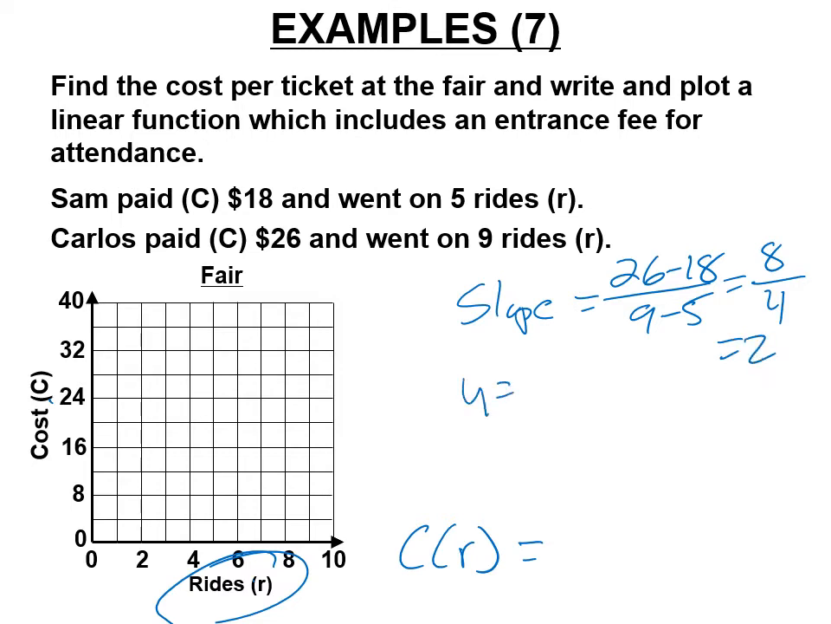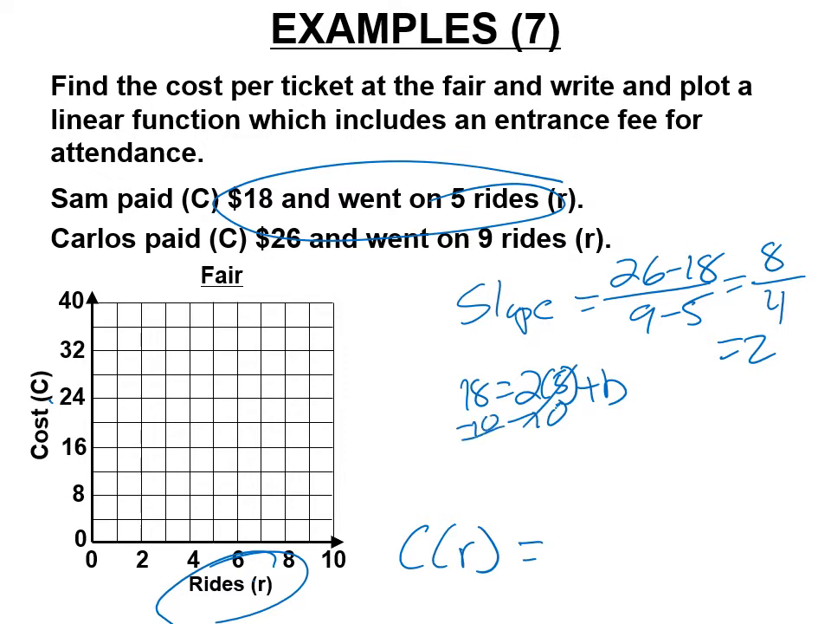So y equals 2x plus b. And you can pick any of these points. I'll pick the top one, 18 and 5. When you go on 5 rides, that's the x thing, you get 18. 2 times 5 is 10, so subtract 10 from both sides. b equals 8. So our equation is C of R equals 2R plus 8. It is $8 to get in, and it's $2 more per ride.